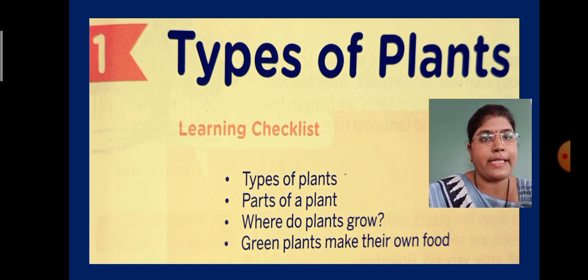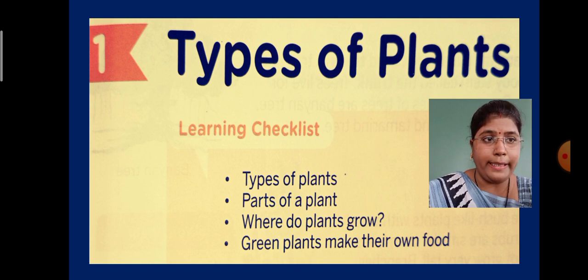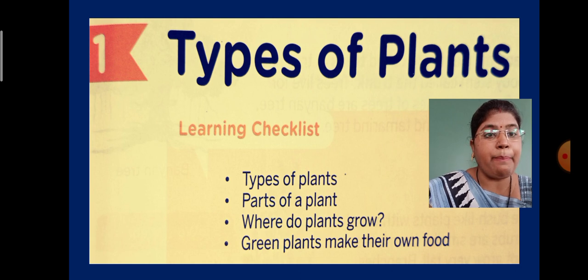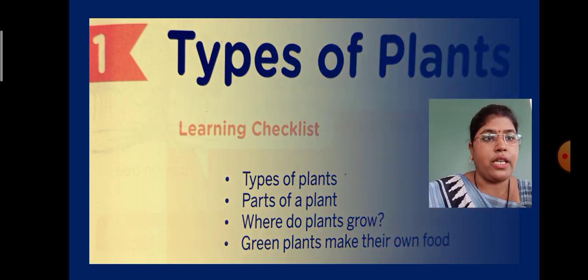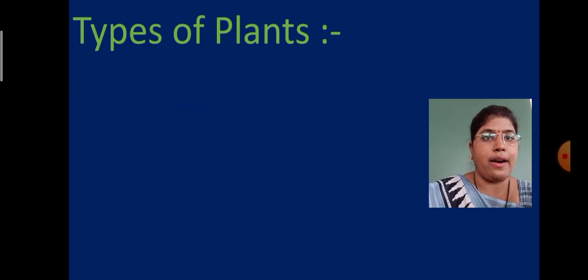The name of our lesson is lesson number 1, types of plants. In this lesson, what did we learn already? The different types of plants, then the parts of a plant, and then where do plants grow, means in different places, and green plants make their own food. So these are the 4 important points that we are going to revise in this chapter. Without wasting time, let us start the revision.